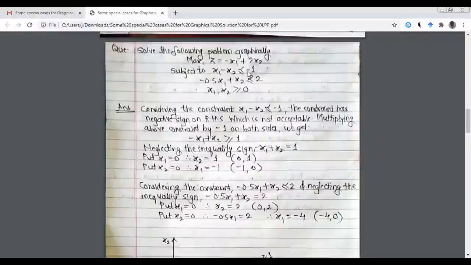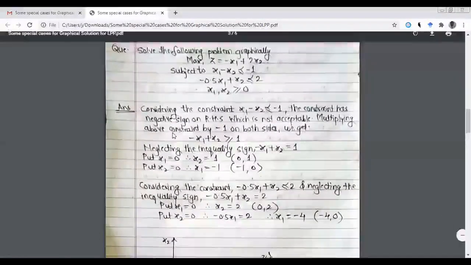So if we do not want this negative sign on the RHS, what will we have to do? We will have to multiply all these complete constraints by -1. So I have written here only, considering the constraint x1 minus x2 which is less than or equal to -1, the constraint has a negative sign on your RHS, that is the right hand side, which is not acceptable, right?